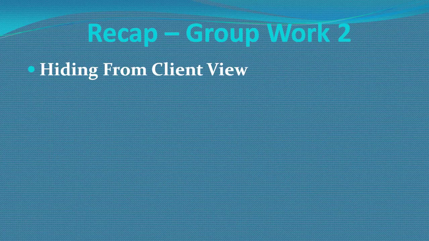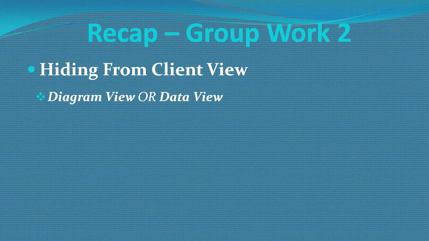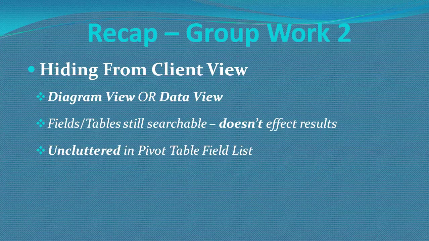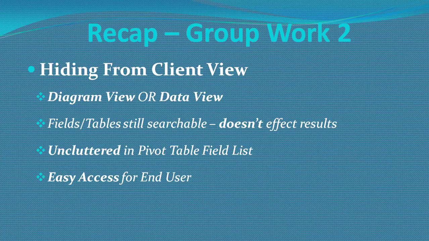Our next objective was a bit of a clean-up exercise, and we learnt that we could hide certain fields or indeed tables from the pivot table field list. Doing so didn't affect any of our search results, and it also helps to unclutter the pivot table field list, as well as making it really easy for the end user when they're making their selections. So that wraps up our recap of objectives for group work 2.